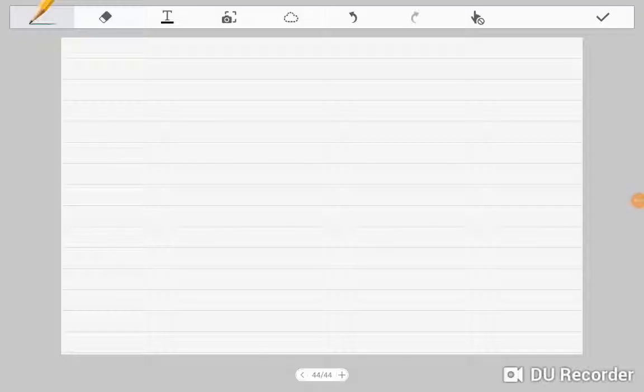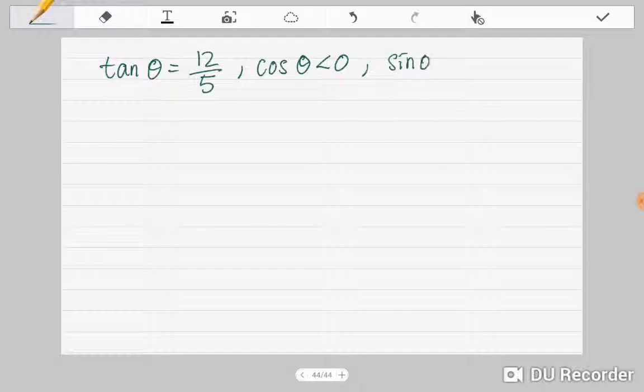So in question 3, we're given that tan theta is 12 on 5 and that cos theta is less than 0. Now, what is sin theta? First of all, you might want to review the definitions of tan, sin, and cos.